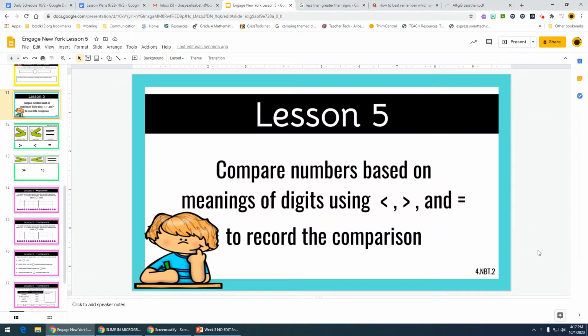Today we are going to be working on Lesson 5. The objective of today's lesson is to compare numbers based on meanings of digits using less than, greater than, and equal to record the comparison.